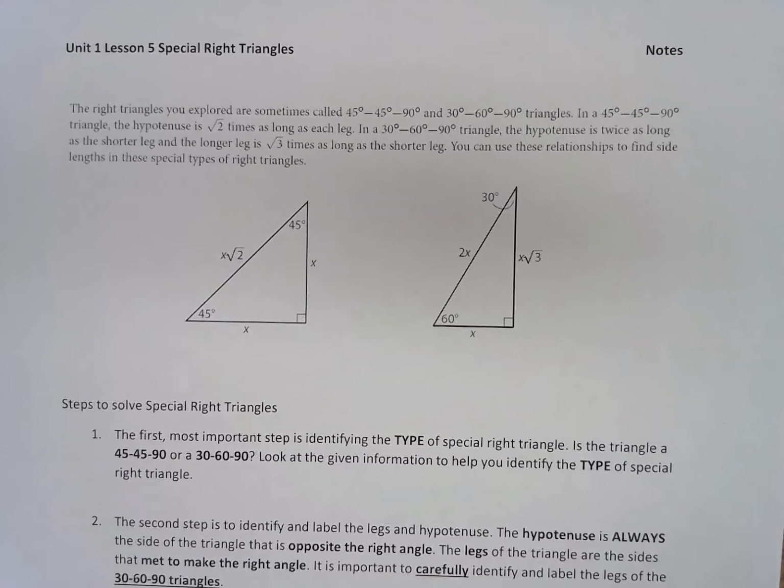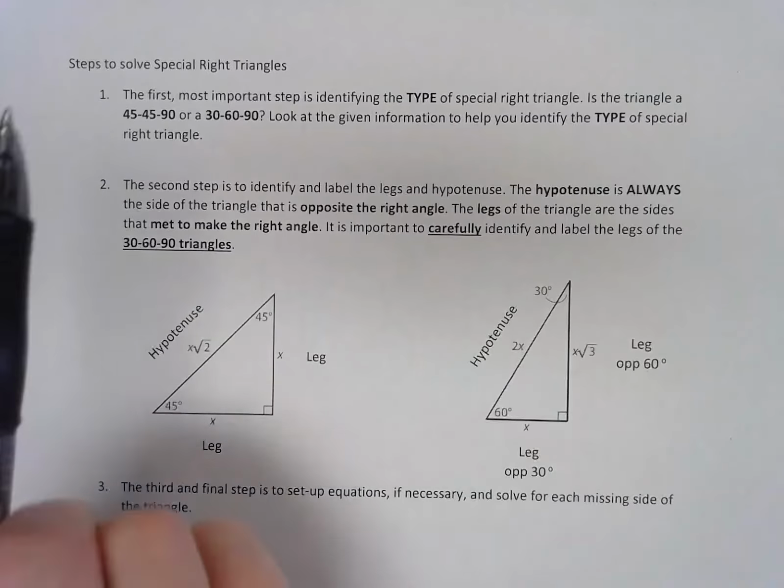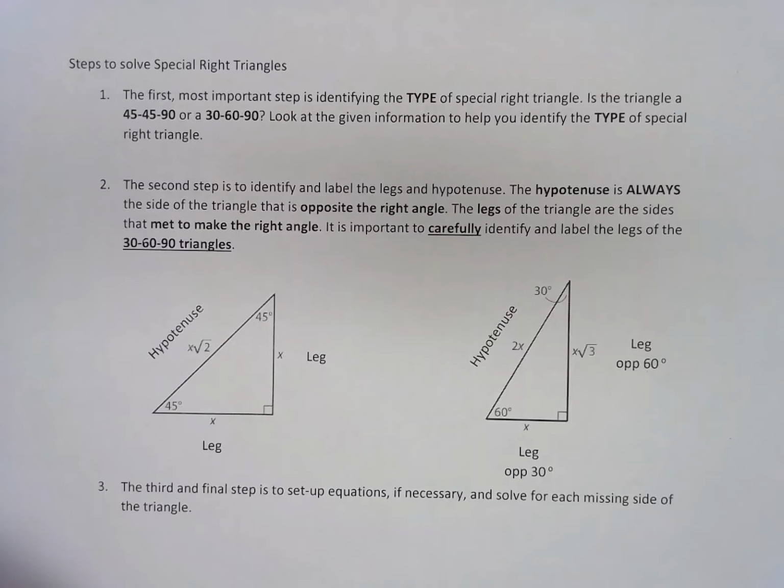Let's look at the steps to solve these special right triangles. The first most important step is to identify the type of special right triangle. You're either going to have a 45-45-90 or a 30-60-90. Look at the given information to help you identify the type of special right triangle you are working with.